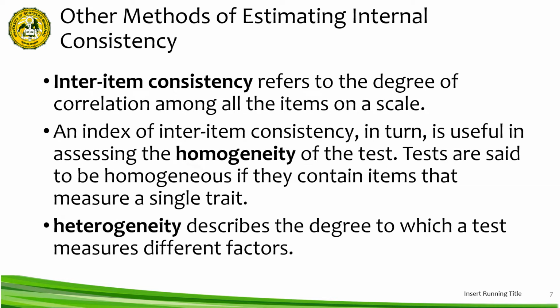So, other methods of estimating internal consistency. Inter-item consistency refers to the degree of correlation among all items on a scale. An index of inter-item consistency is in turn useful in assessing the homogeneity of the test.